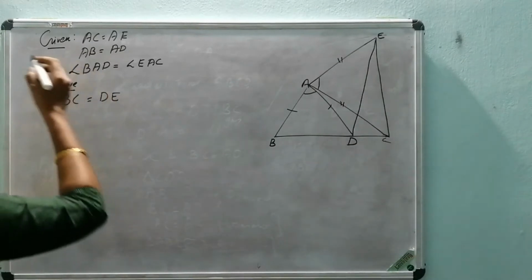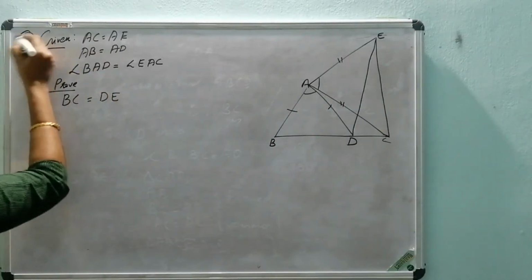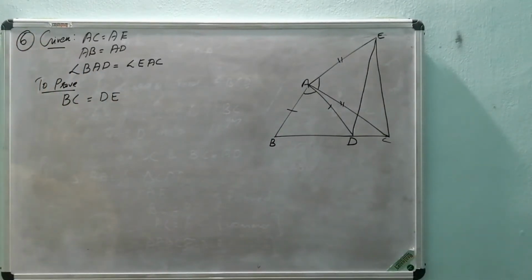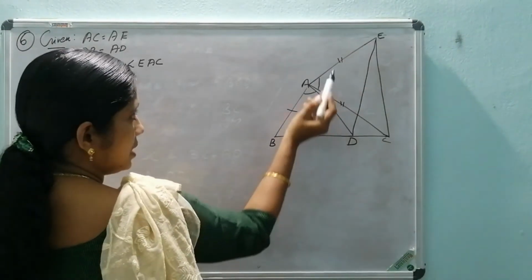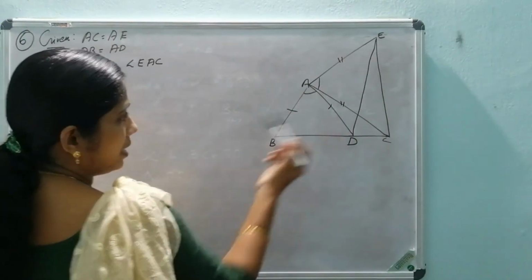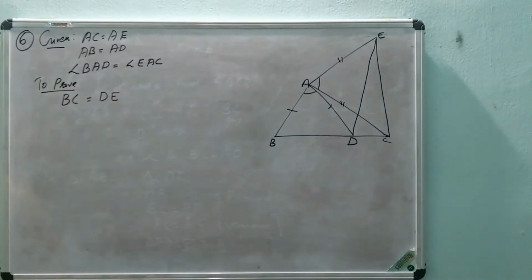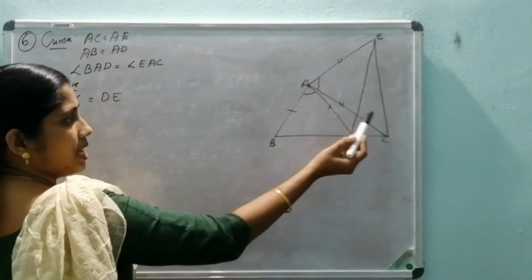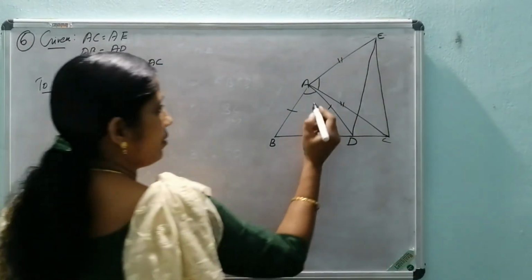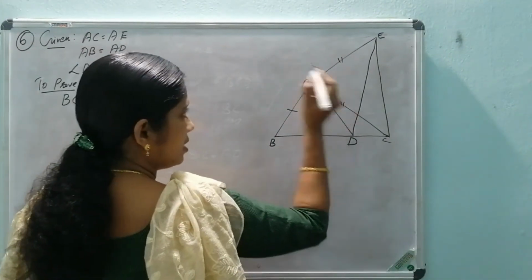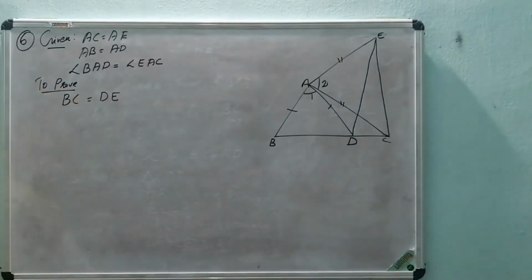Now look at the sixth question in the textbook. What is given there? It is given that AC is equal to AE. AC and AE are equal. AB and AD are equal. Then it is given that this angle BAD and this angle CAE are equal. Let it be 1 and 2. We can write this angle as 1 and this angle as 2. Angle 1 and angle 2 are equal.